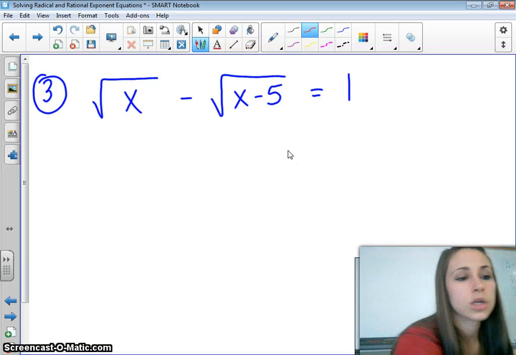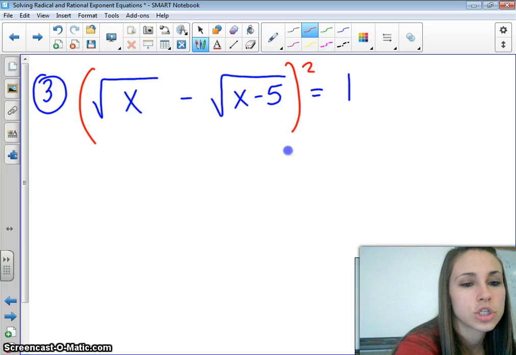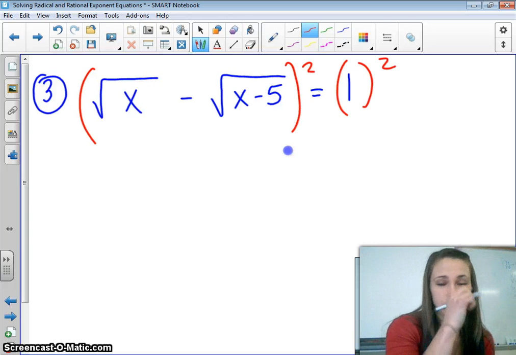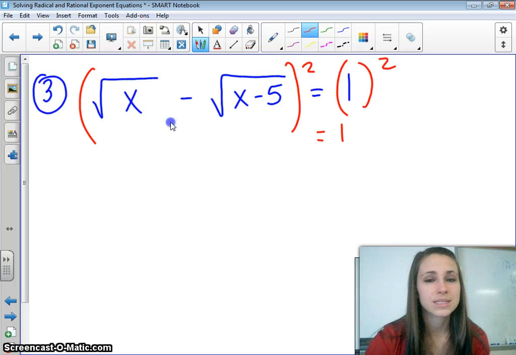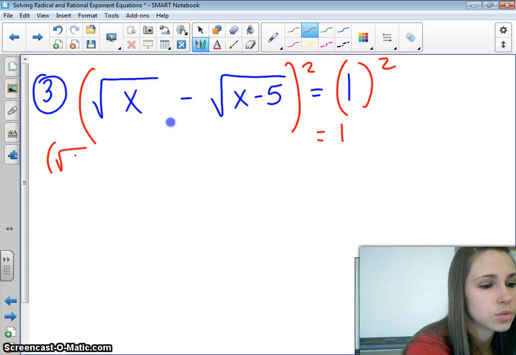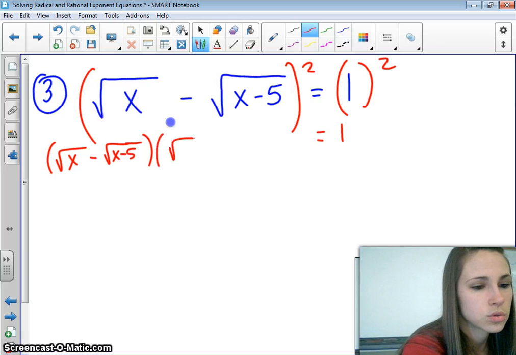At that point, since they are square roots, you're going to square both sides. Now, the hard part about this is that when I square this, it's kind of like 2 binomials that I'm going to have to FOIL, okay? But it's not as bad as you're probably thinking. So I'm going to show you what that is real quick.